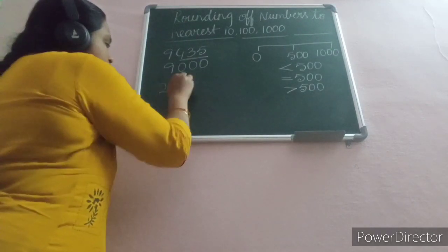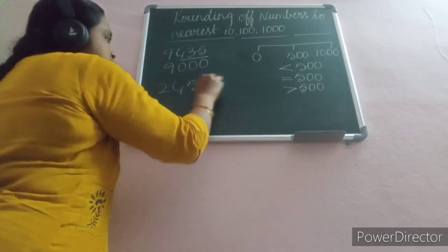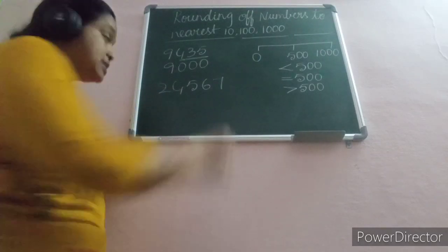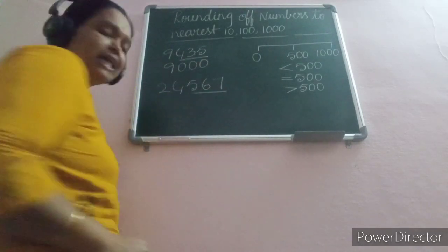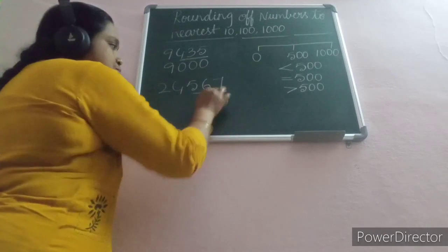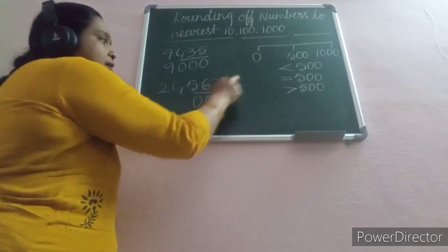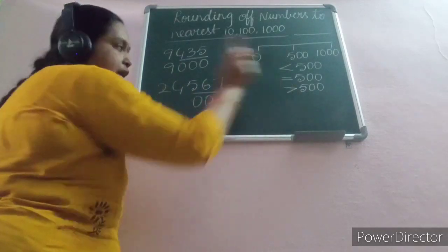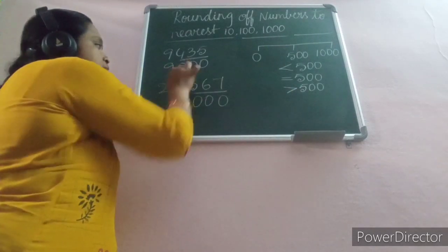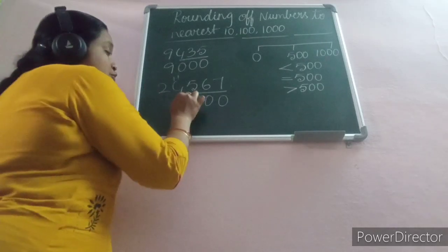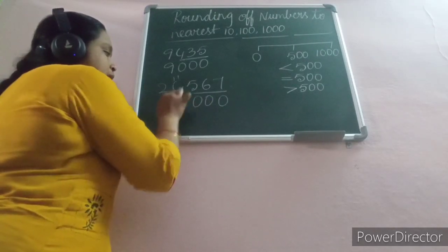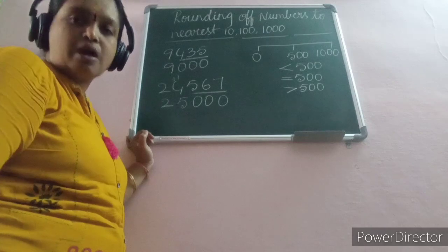Now, the question is 24,567. Step 1. Underline all the 3 digits. Write 1, 2, 3. Right, 3 zeros we got. As 567 is more than 500, add 1 to the digit in the thousands place, which is 4 plus 1, which is 5, and your answer is 25,000.